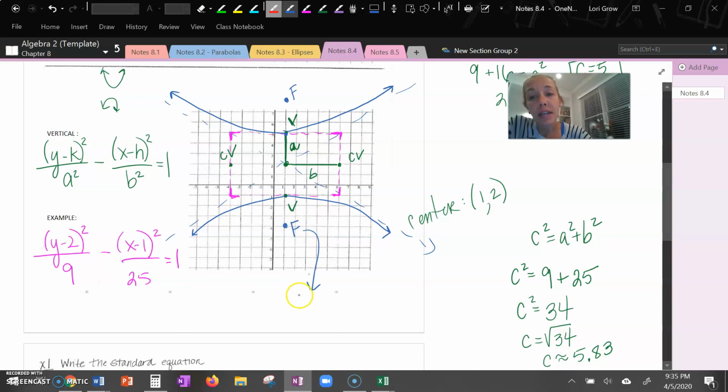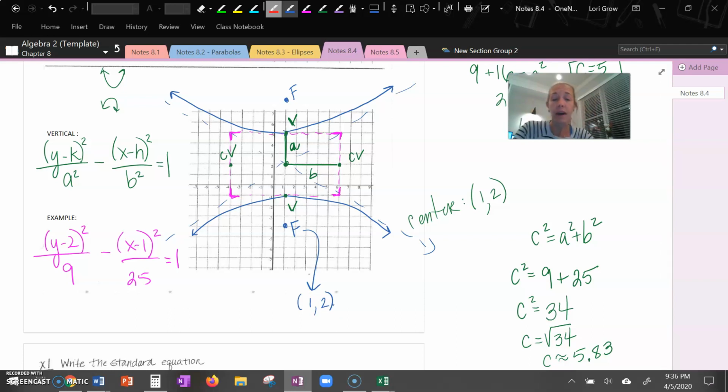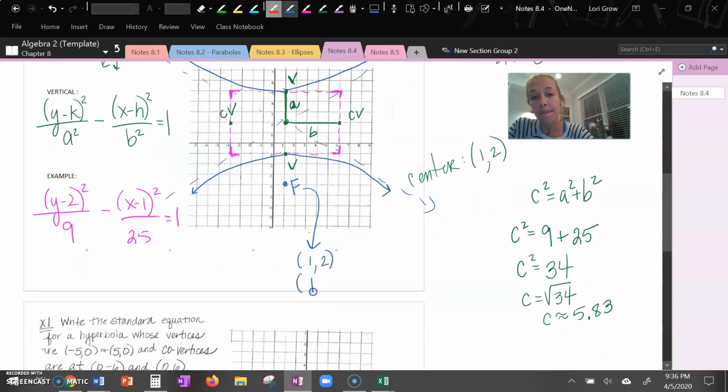Now, remember the coordinates of those foci I can write as an actual point. So if I take the center of this, which was 1, 2, all of those points, the foci, the center, and the vertices are all 1 unit over. So that 1 is going to stay. But I took 2, which was the center, and I added root 34 and I subtracted root 34.